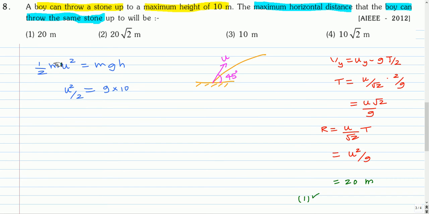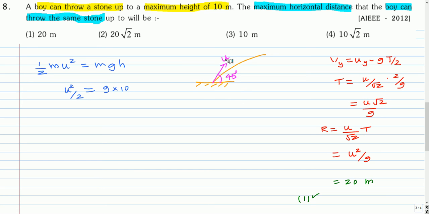Then the next question. A boy can throw a stone up to a maximum height of 10 meters. So the maximum horizontal distance that a boy can throw the same stone up to will be. So when the boy throws up, let the velocity with which he throws be u. Since it is the maximum height of h, by using the energy conservation we can get u square by 2 as g into 10. Now to get the maximum horizontal distance he has to throw at an angle of 45 degrees.